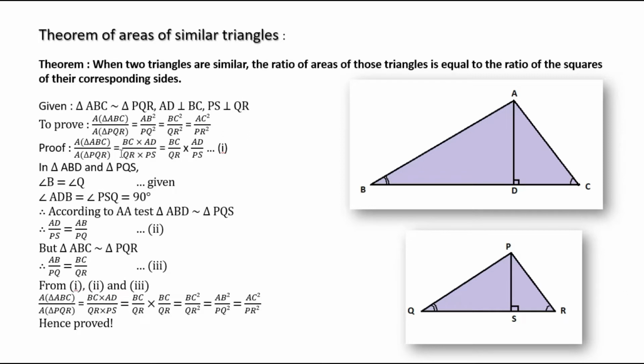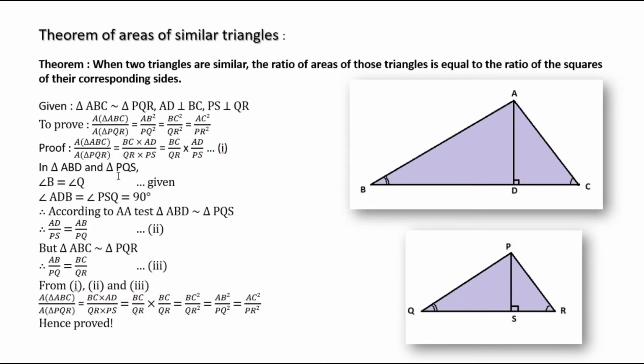One half is cancelled because it is common. It is equal in both numerator and denominator. So remember this formula, one half base into height. So one half cancels, and finally base BC, height AD, base QR, height PS. This is what this step is. The next step is equal to BC upon QR. We are separating BC and QR, and AD and PS. This is our equation 1.